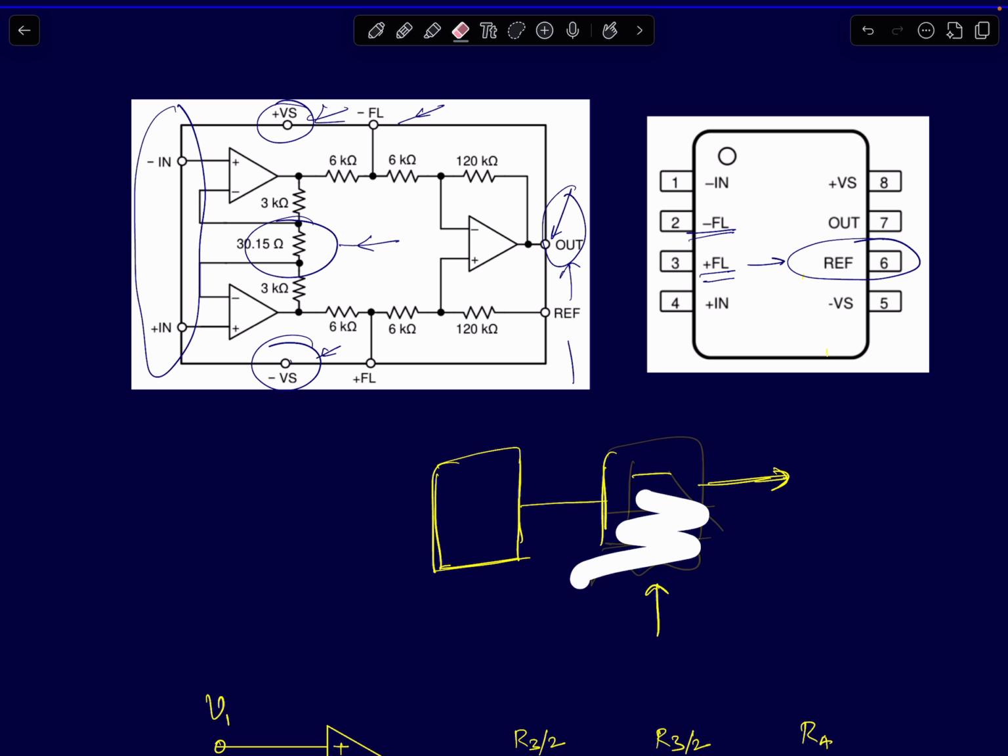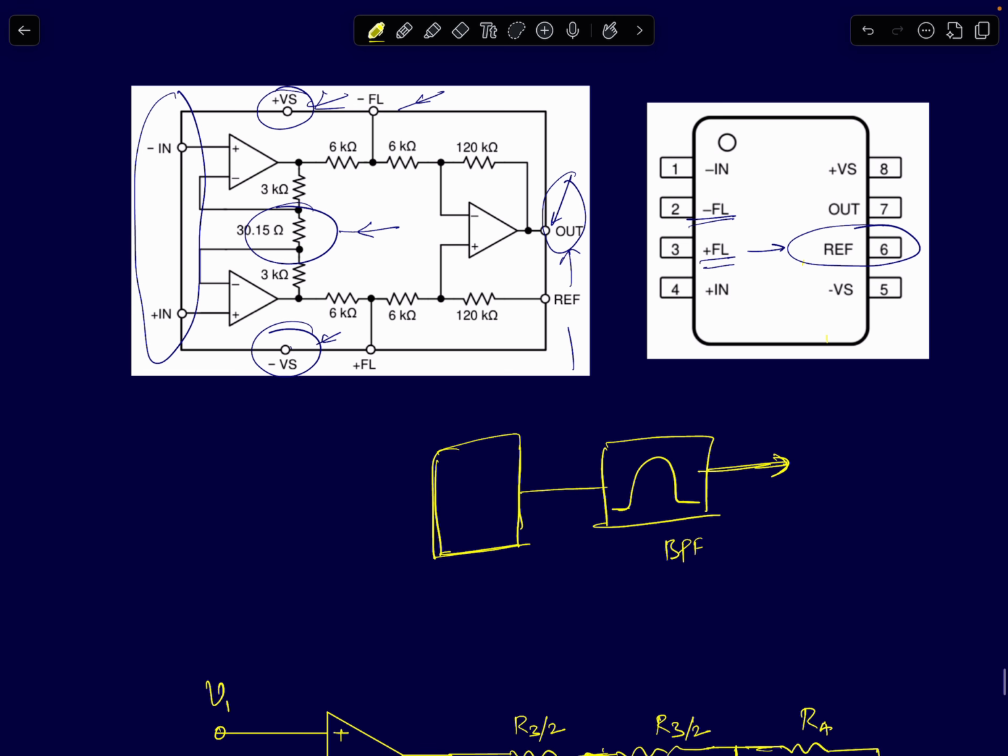Let's say it turns out that you want to reject a narrow range of frequencies. You may want to add a band reject filter. Or you may want to pass only a narrow range of frequencies. You want a band pass filter in that case. Can we do that in a much simpler way? And luckily, fortunately, the answer to that question is yes. Now, how do you do that?